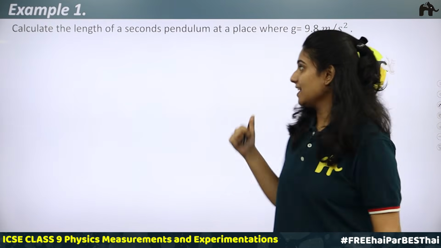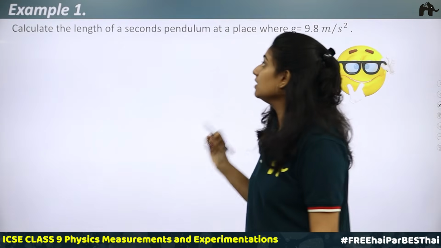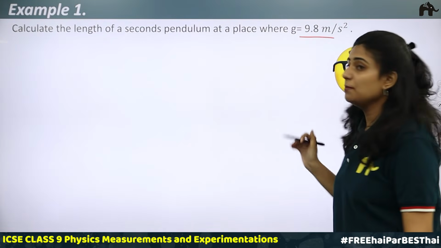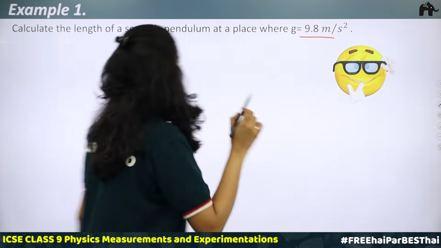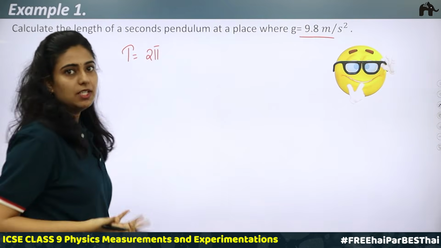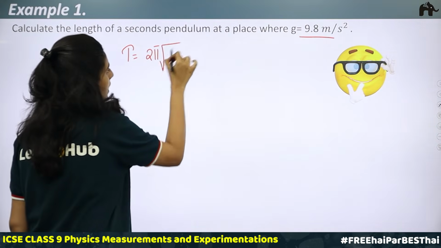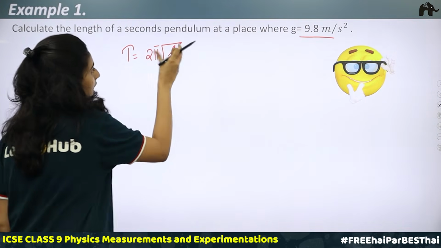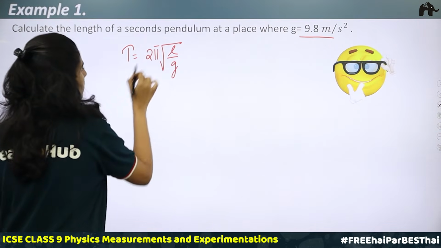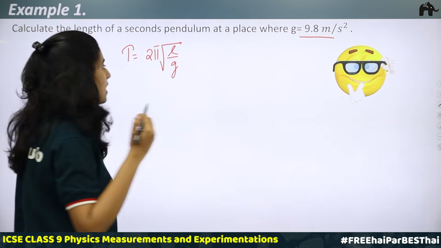Okay, let us take an example. Example 1: calculate the length of a seconds pendulum at a place where G is equal to 9.8 meter per second square. So we know that time period of a simple pendulum T is equal to 2 pi root of L by G, where L is the length of the pendulum and G is acceleration due to gravity. Okay, we know the value of pi, which is 3.14.